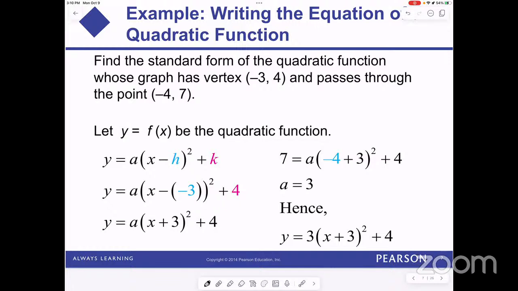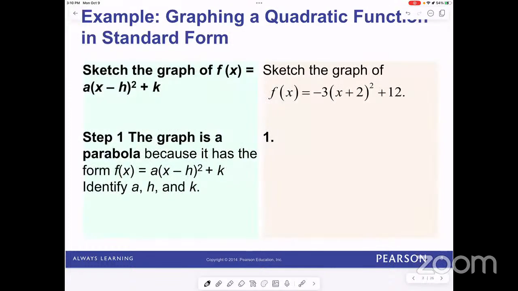Okay, that's fine. So here we're asked to sketch the graph of f of x. Notice that this is already in standard form, so it gives us a lot of information off the bat. The coordinates of our vertex, which is going to be our h comma k. Our h in this case, remember, is x minus h. So if it's x plus 2, that means our h is going to be -2. And our k in this case is going to be 12.